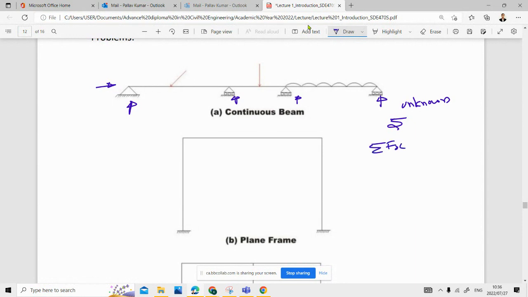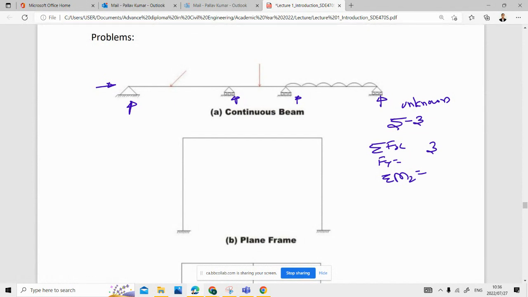How many available equations? Summation of Fx, summation of Fy, and then summation of Mz. So you got 3 equations available for you. So that is 5 minus 3. Oh, I see now. Okay, cool. Thank you, sir.